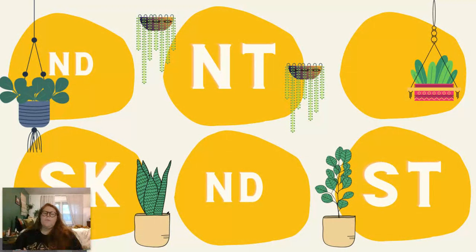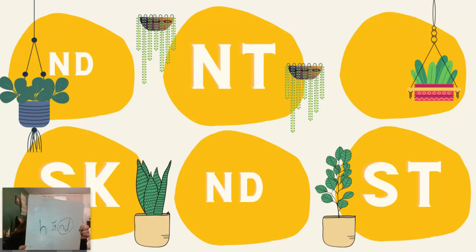Okay, and I'm going to say it one more time. Hand. Circle your blend and mark your vowel. Is this what you have? Great job. If you had that, good job. Okay, now we're going to move on.